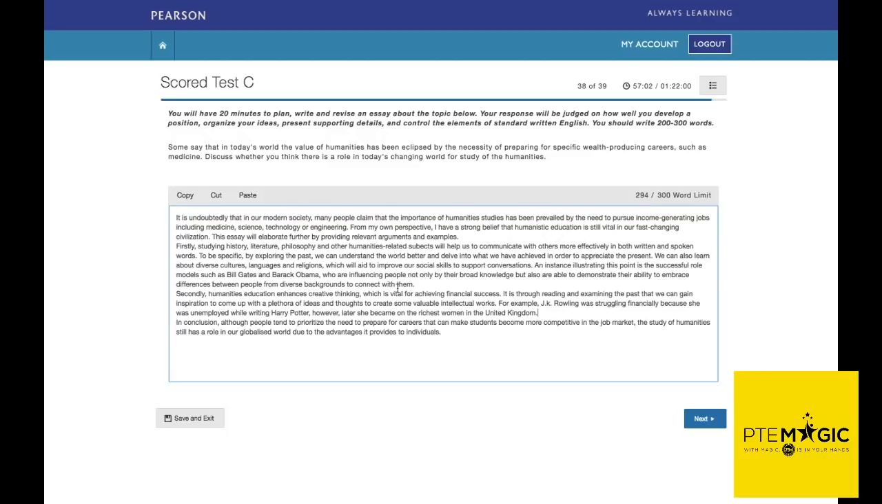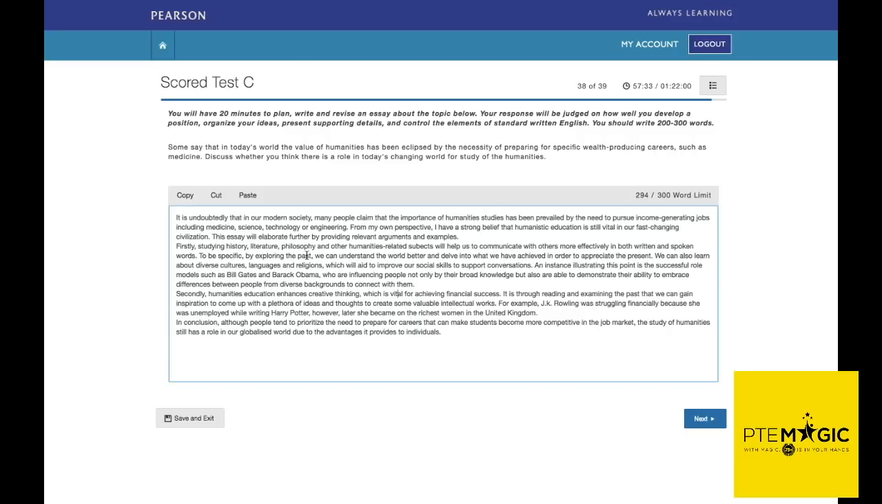Okay, now proofreading. Quickly proofread. It is undoubtedly that in our modern society, many people claim that the importance of humanities studies has been prevailed by the need to pursue income-generating jobs, including medicine, science, technology, or engineering. From my own perspective, I have a strong belief that humanistic education is still vital in our fast-changing civilization. This essay will elaborate further by providing relevant arguments and examples.